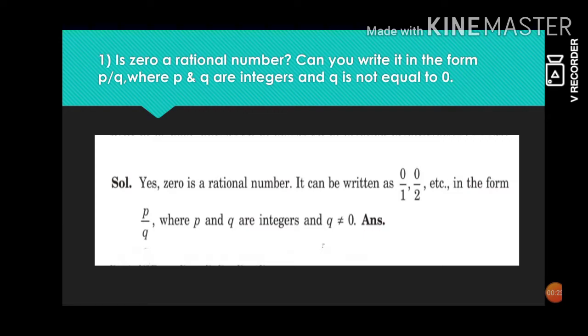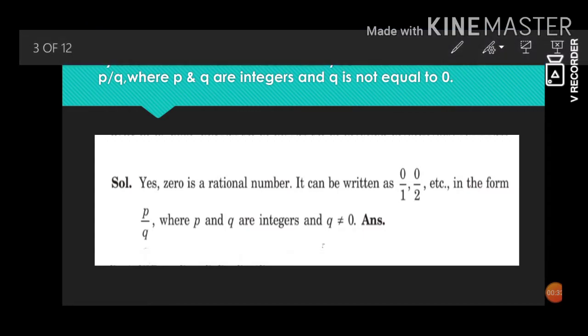Can you write it in the form p by q, where p and q are integers and q is not equal to 0? So the answer is yes. 0 is a rational number and it can be written as 0 by 1 or 0 by 2, etc., where it is in p by q form.